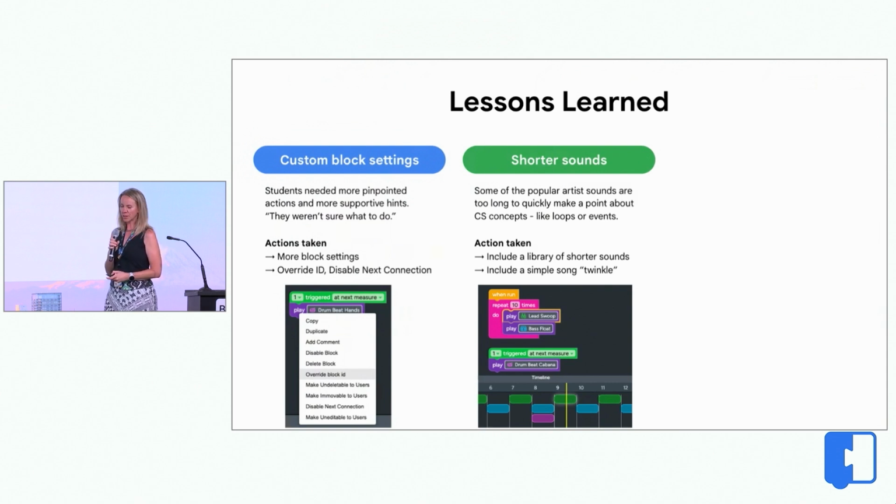Another big lesson that we learned, in the Hour of Code and in the incubator where we had Music Lab for a long time, is that the artist tracks are a little bit long and students are really excited about piecing them together. But when it came to teaching something like a loop, I needed the feedback to be quicker. I needed the student to see that this thing was repeating several times and not let it take 60 or 90 seconds to complete. So we added a library of shorter sounds and then a classic first song, Twinkle Twinkle, to support some of these entry concepts.